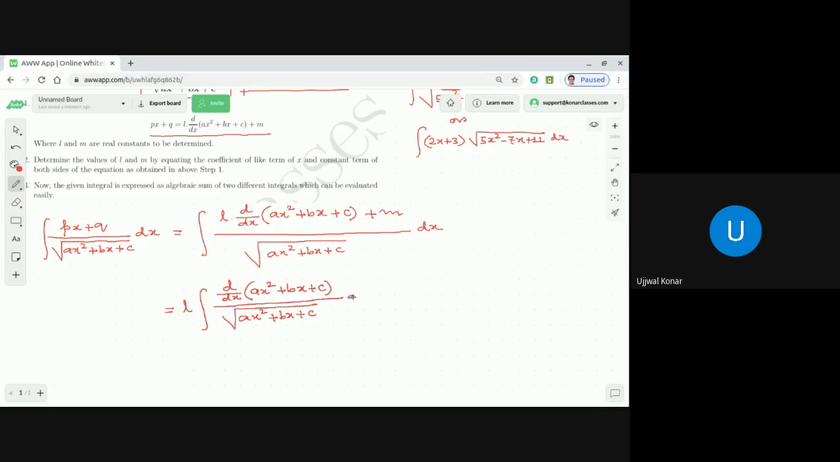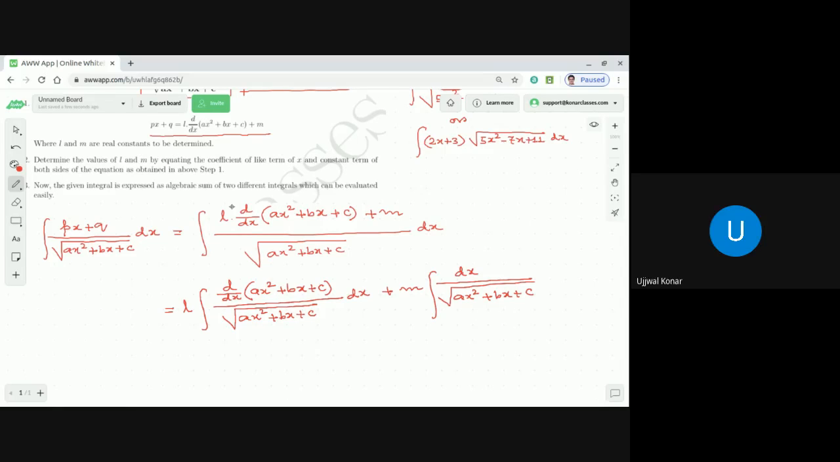Correct or not? Plus M is another constant, so M we take out: integration dx by square root of ax square plus bx plus c. Correct? Any doubt? Now let's focus on these two integrations.